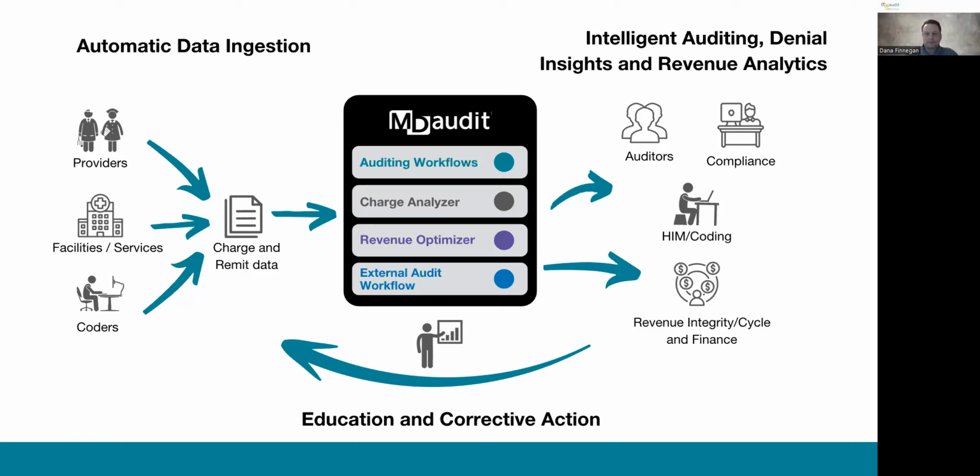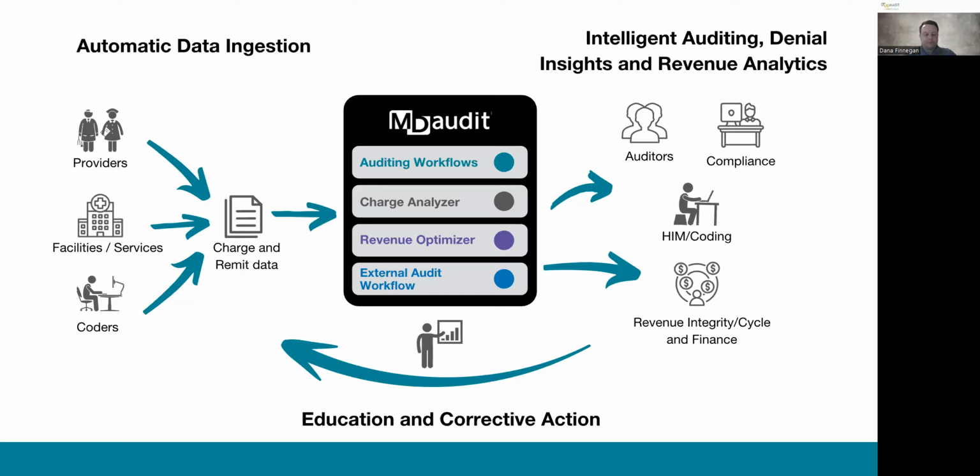The auditing workflow is the main engine and provides workflow solutions for auditors, billing compliance, and HIM. These workflows allow staff to audit E&M charges, inpatient services, coder performance, assess risk, and create overviews of the organizations. They can do both prospective and retrospective audits.